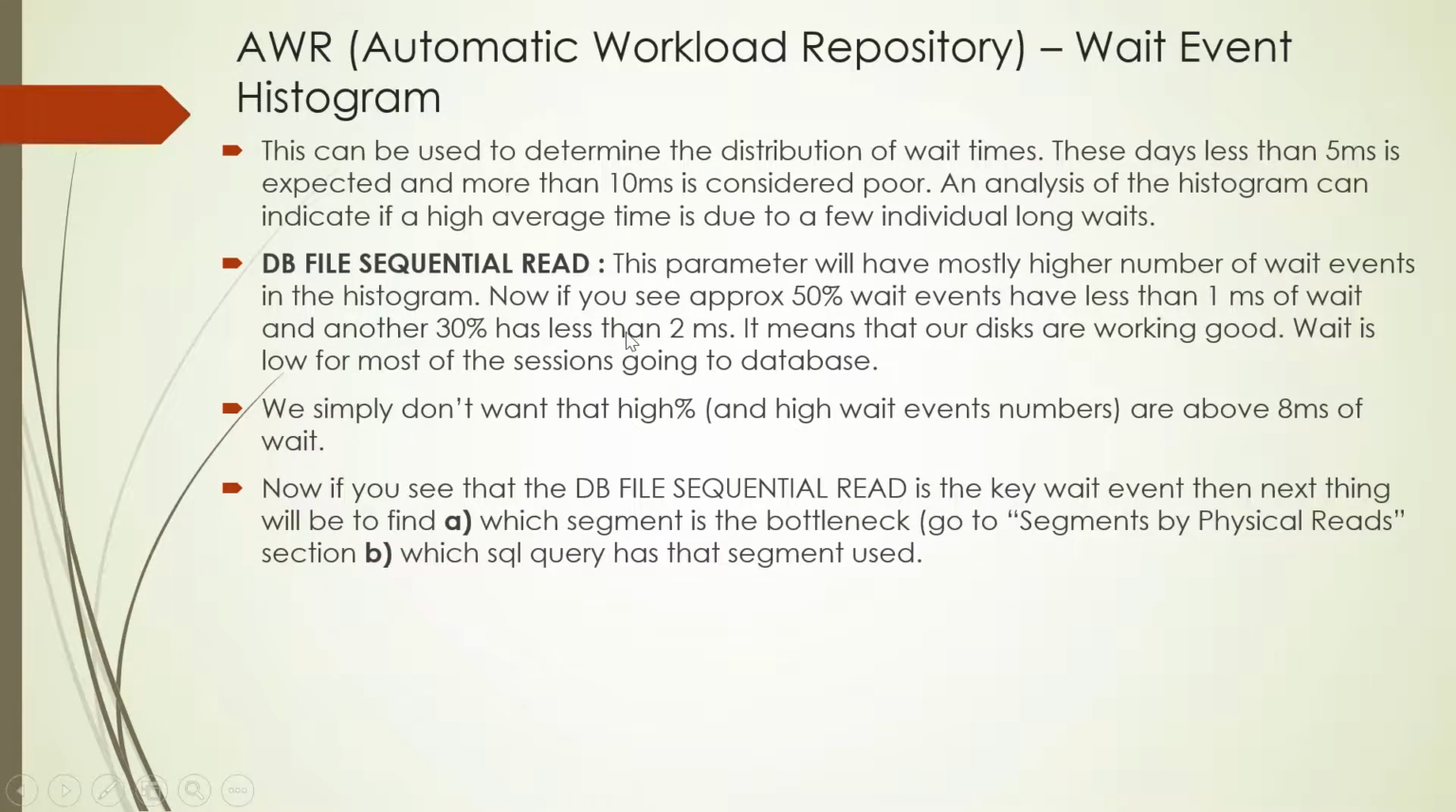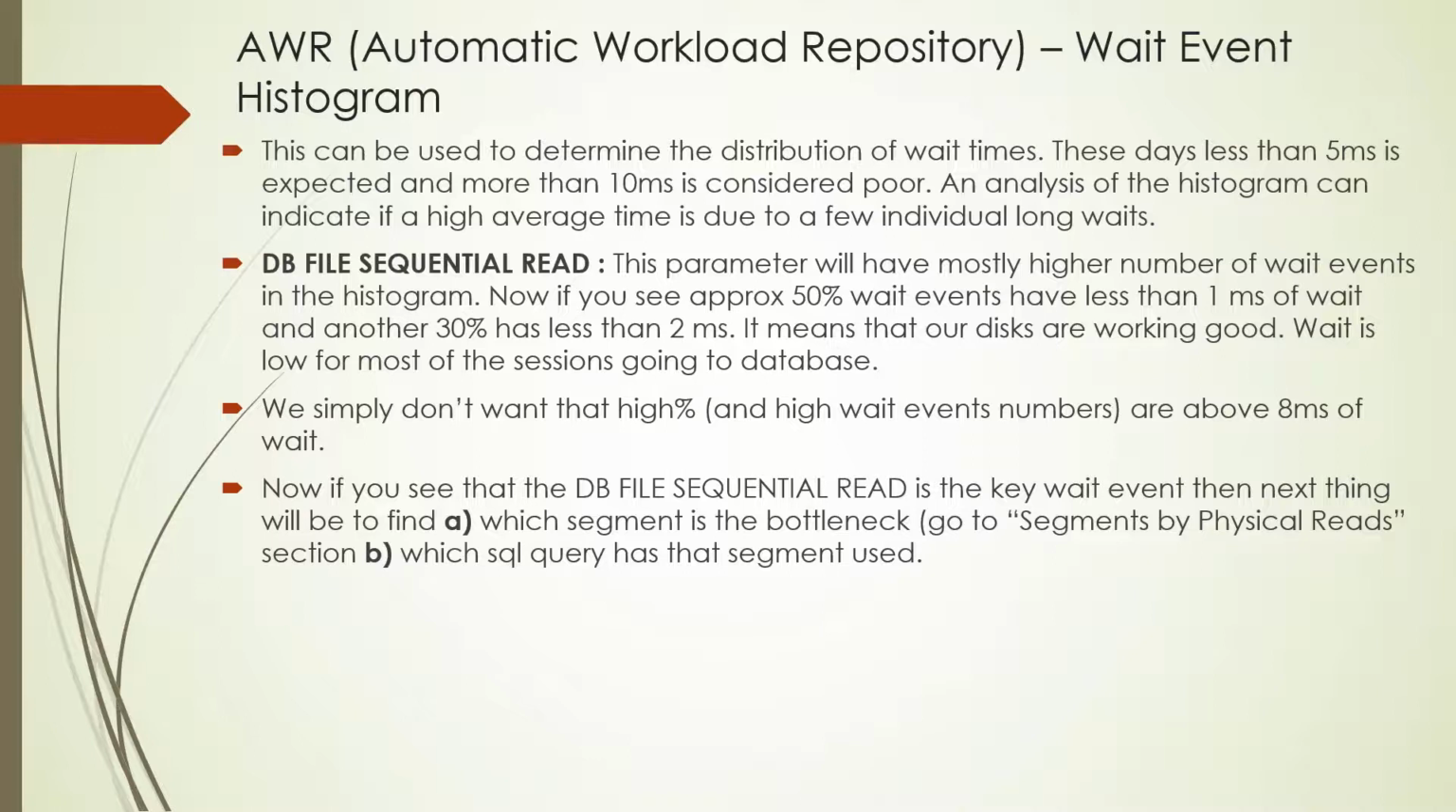Coming to the next, wait event histogram. Wait event histogram gives you the total distribution of the wait times. Less than 5 milliseconds is expected and more than 10 milliseconds is considered poor. So a wait of more than 10 milliseconds is not good and less than 5 milliseconds is okay. Analysis of the histogram can indicate whether a high average time is due to a few individual long waits.